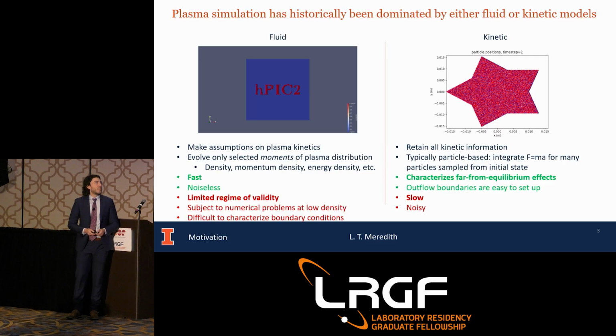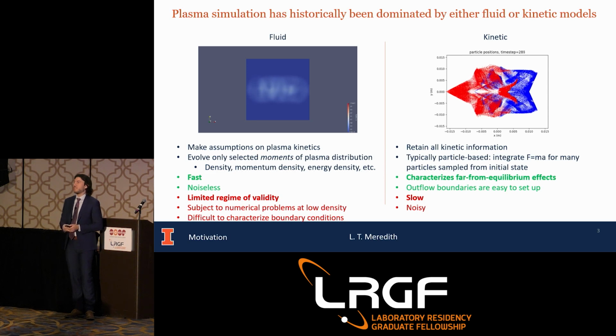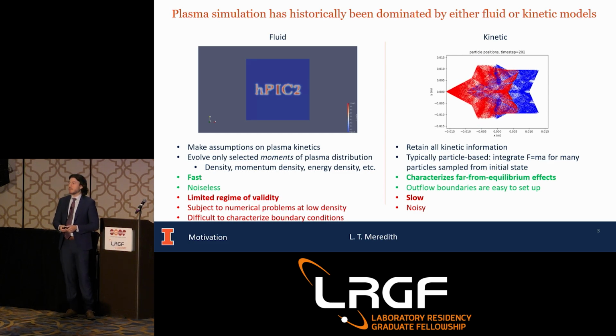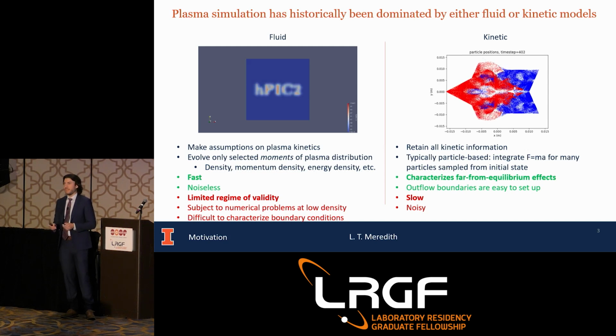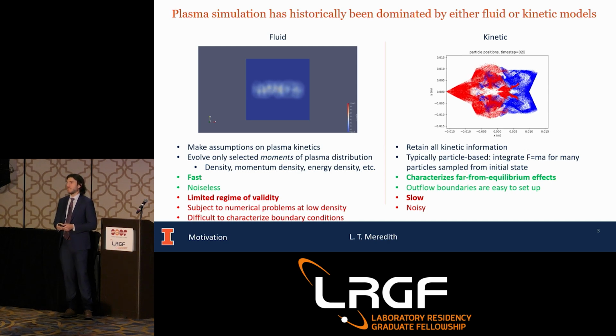So just to set the stage, historically, when a plasma physicist has sat down and started to attack a plasma simulation, they've had to either use fluid or kinetic methods. Now, fluid methods tend to make some assumptions on the shape of the plasma distribution in order to save some time and evolve only selected moments of the distribution. These correspond to physical quantities of interest like density, momentum density, etc. And as a result, and this is a huge generalization with lots of asterisks, they tend to be faster. But because we've made some assumptions on the plasma distribution, they have a limited regime of validity.